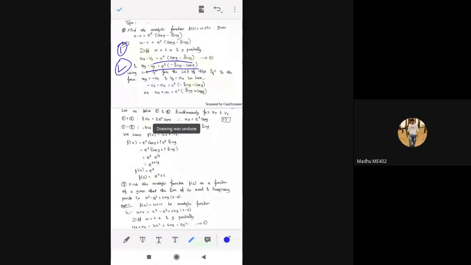Now what steps am I going to take next? See here, we need to find f of z, so an analytic function we need. For that, we need f dash of z, then we'll integrate so that we'll get f of z. What is f dash of z? f dash of z is ux plus ivx. So anyhow, you need these two variables to substitute in f dash of z. Then when you integrate, you will get f of z.